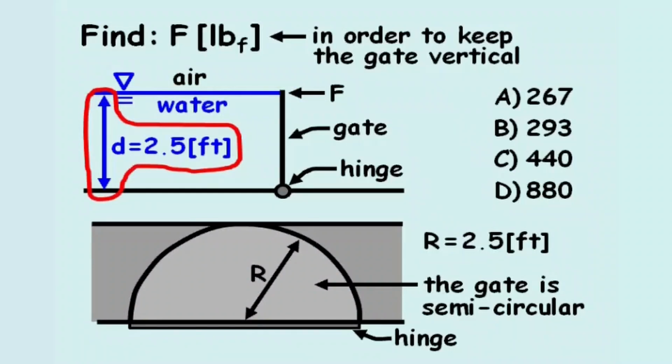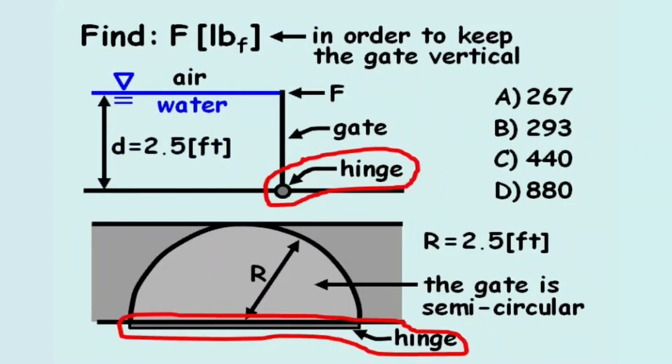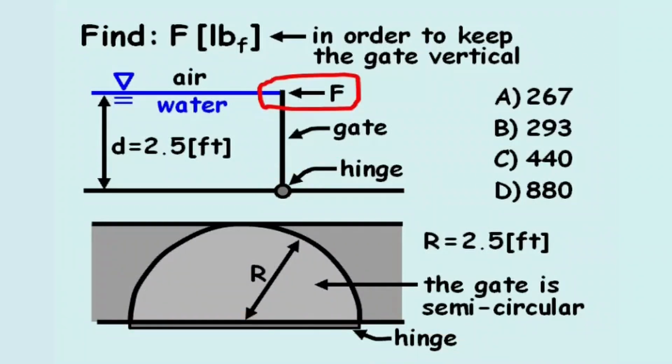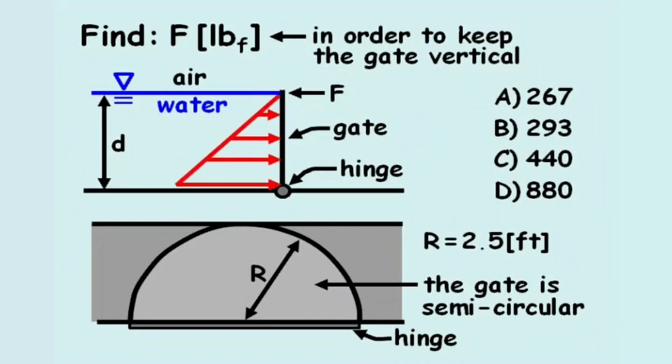And at the base of the gate, there is a hinge. The problem asks us to find the force, F, which will keep the semicircular gate positioned vertically by resisting the hydrostatic forces of the water pushing against the gate. In this problem, we'll define point A at the top of the gate, and we'll define point B at the hinge of the gate at the bottom.